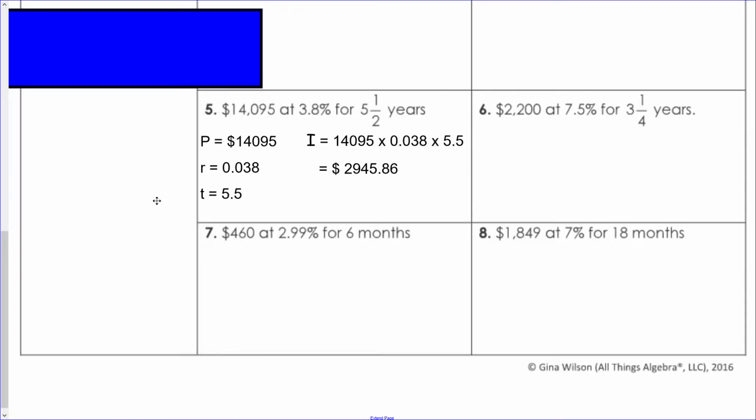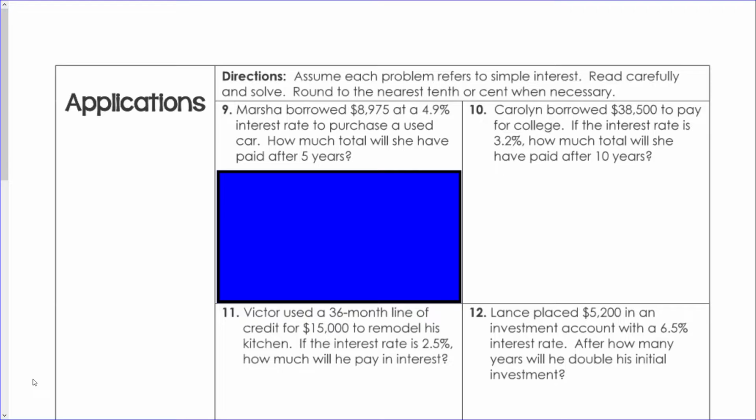Okay, we'll do just a couple of questions on the next page, so just follow along with those printed notes again. It's the third page of my slides, but the second page of what you would have printed off. And this says, assume each problem refers to simple interest, and so read carefully and solve. That's the important part, read carefully, and round to the nearest tenth of a cent when necessary. Sorry, I'm wrong on that. Tenth of a cent.